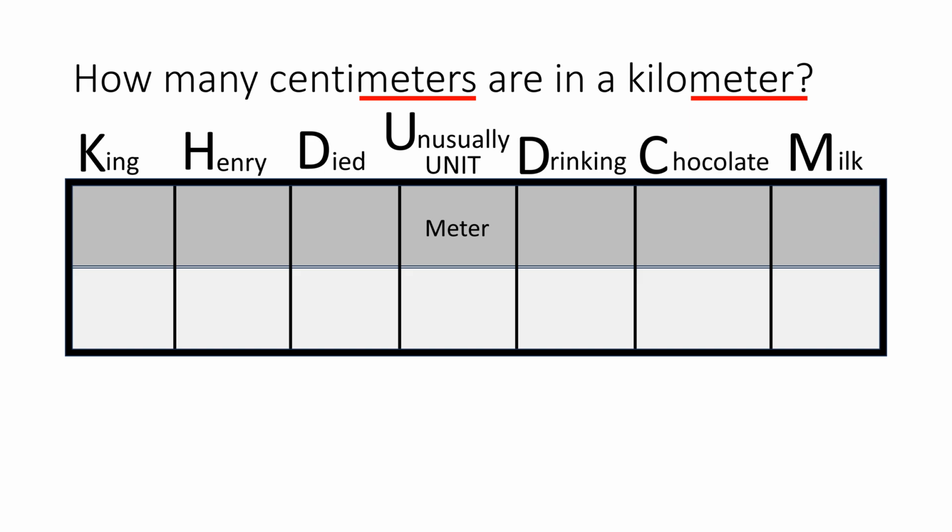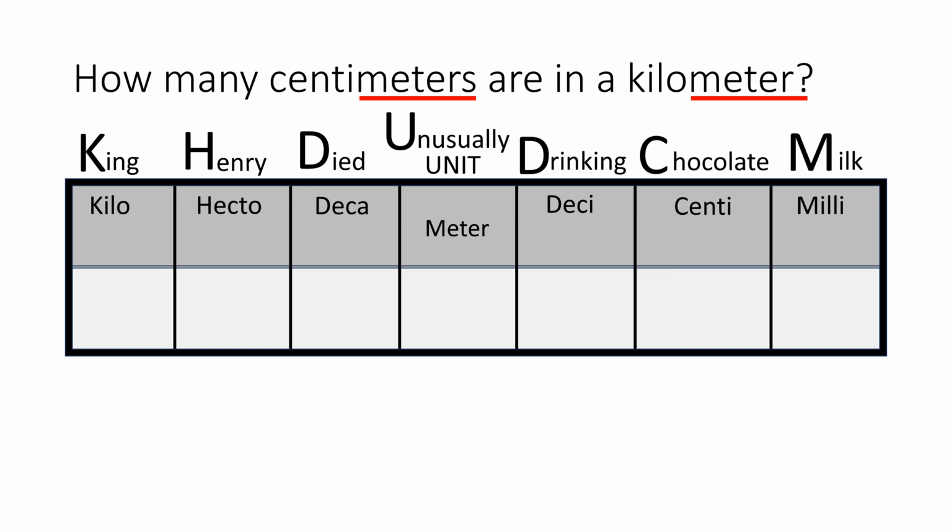So the K in king will stand for kilo, H will stand for hecto, D will stand for deca, and unusually will stand for the unit. This case we have meters. Keep in mind there's liters and grams. The second D stands for deci, the chocolate stands for centi, and the milk stands for milli.